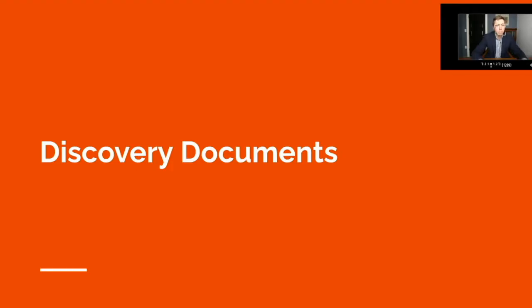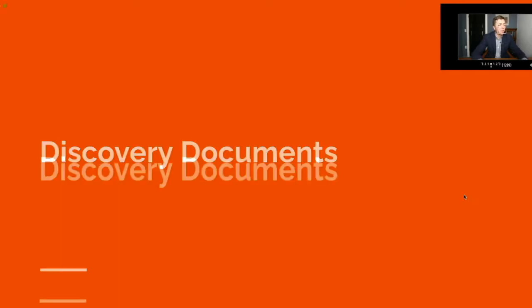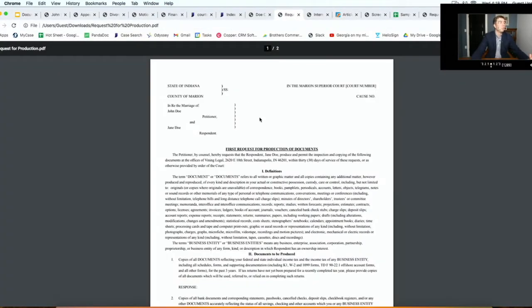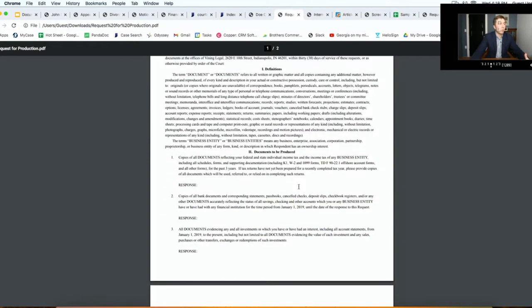Discovery is also important in divorce, and just to show you what I mean by discovery, here's an example. Here's what's known as a first request for production of documents. Under the Indiana trial rules, if you're a party to a civil case, you can request information from the other party. Particularly, you can request documents. So in a typical divorce case, this would be an example.